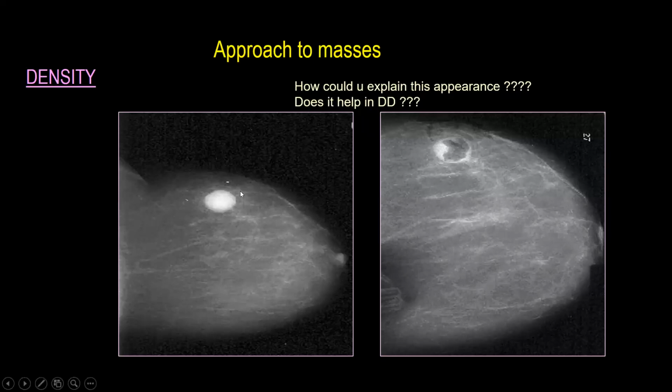How come this mass turned to be a fat necrosis? No, the other. It was a mass. And after intervention, it looks like this. Here it is homogeneous opaque. After intervention, it looks like mixed density. What do you suggest?